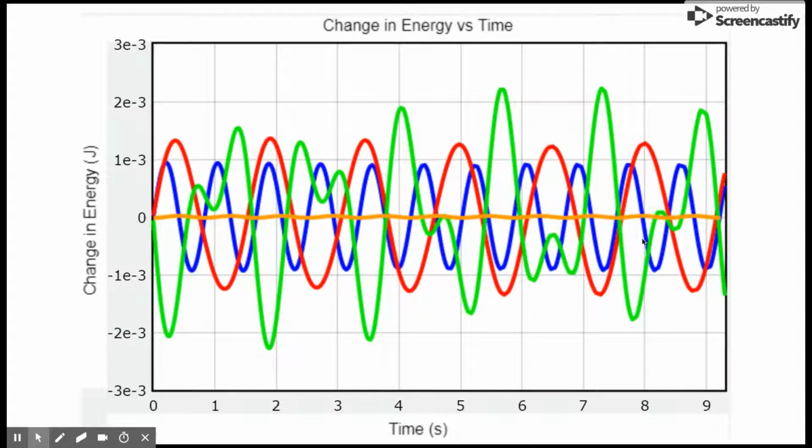Since the mass is oscillating back and forth, the kinetic energy changes oppose the gravitational and spring potential energy changes, satisfying the law of conservation of energy. Therefore, since no external work is being done to the system, the total change in energy should be at around zero, which is shown on the graph here.